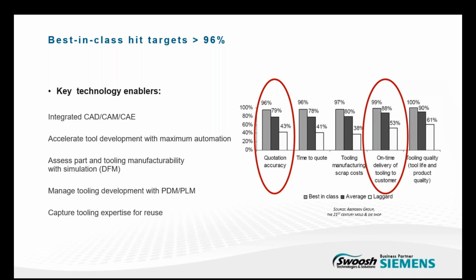Adopting the right technology along with a combination of people and process is the key. So these businesses use integrated CAD, CAM, CAE software along with design automation in order to eliminate manual and mundane tasks so that they can respond faster. They use simulation and design for manufacturability to optimize the manufacturability of that part and tooling. And they've implemented a PDM or PLM system to manage tool designs and find the right data quickly.